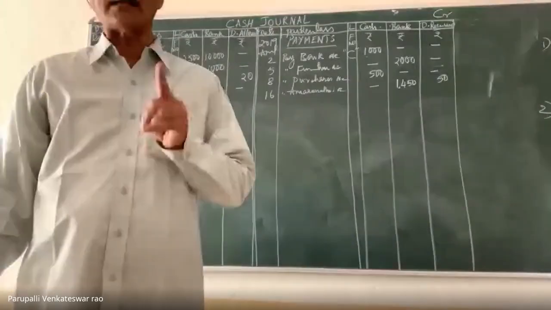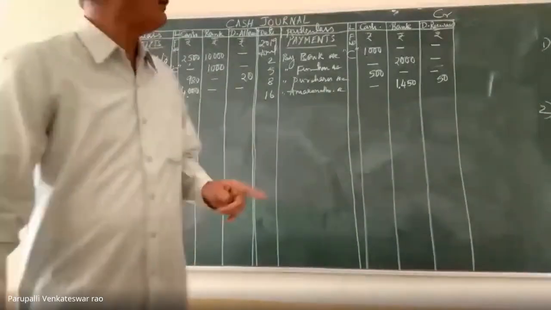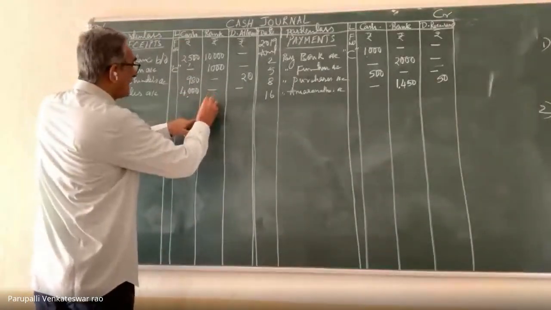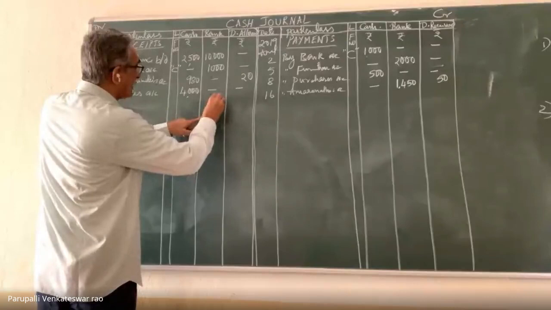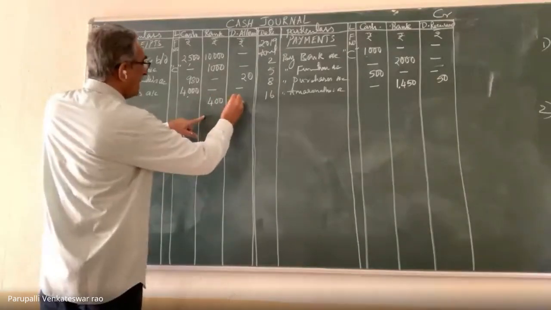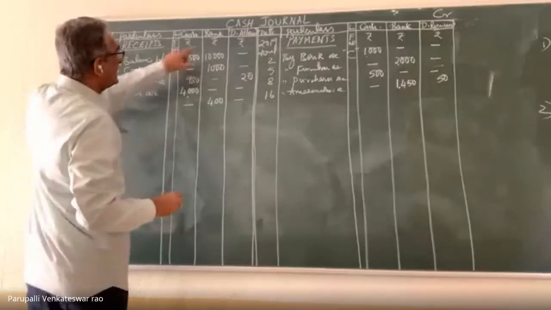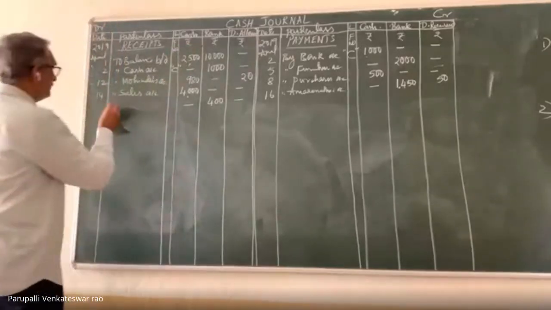Bank. Bank account is debit. Cash account is credit. So debit bank account, right? First write bank account is debited, right in the bank column 400. Bank column 400 is recorded. Bank to cash.